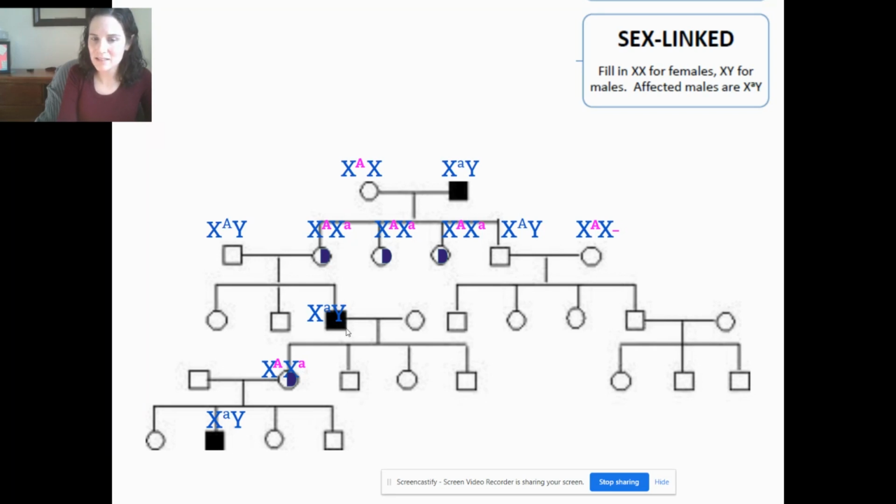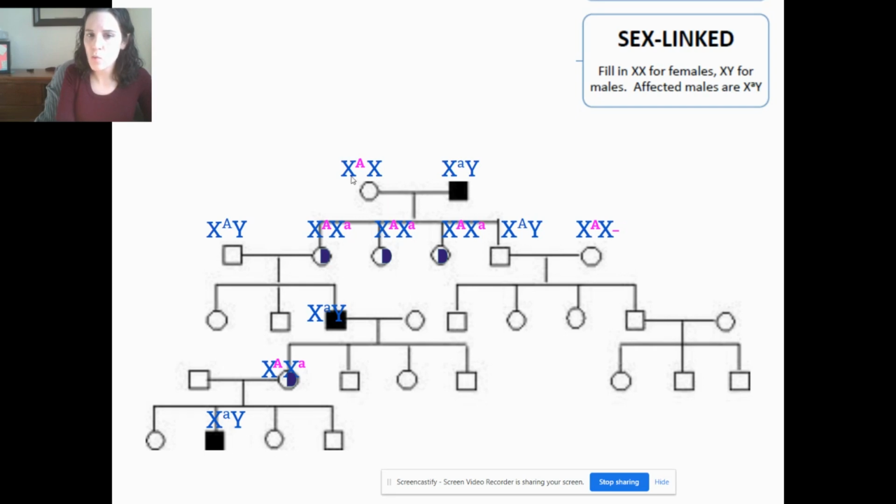So this guy has it. Who does he blame? Blame his mother. She's a carrier. How did she get it? It's because she got a good X capital A from her mom, but she had to get an X little a from her dad. So in the case where a father has an X-linked disorder, all of his daughters are going to be carriers. Okay, so this guy here, we didn't fill it out for him, but we showed that one daughter is a carrier. This daughter would also have to be a carrier for this disorder.